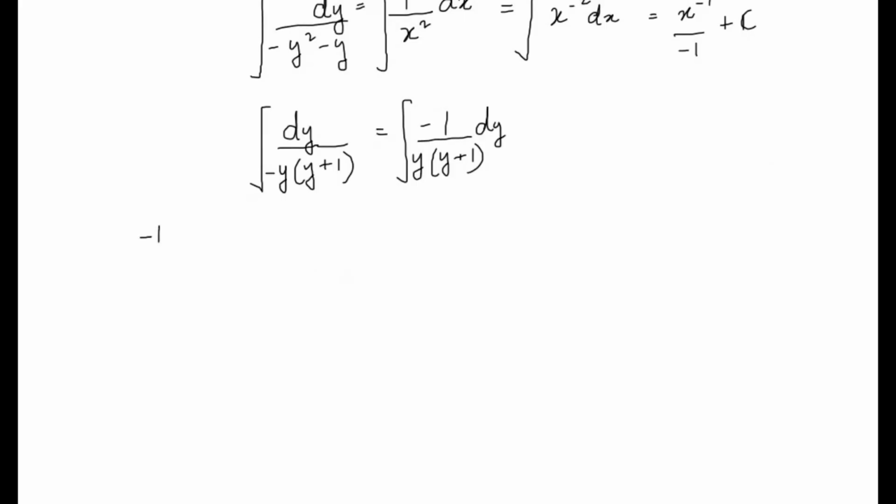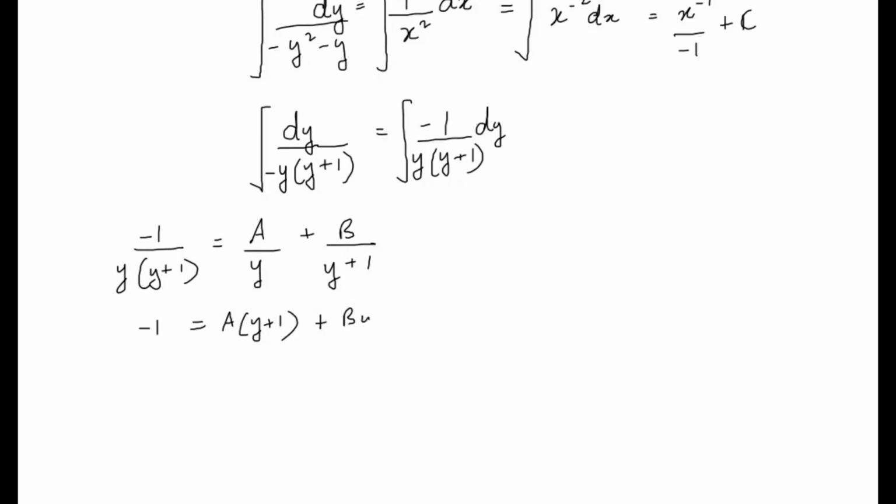Negative 1 by y plus 1 splits up into partial fractions A over the first linear expression plus B over the second one. Simplifying that, we get negative 1 is equal to A times y plus 1 plus B times y. Equate each of the factors to 0. So y plus 1 is equal to 0, I get y equal to negative 1. So substituting that, minus 1 is equal to 0 minus B, which gives me B equal to 1.